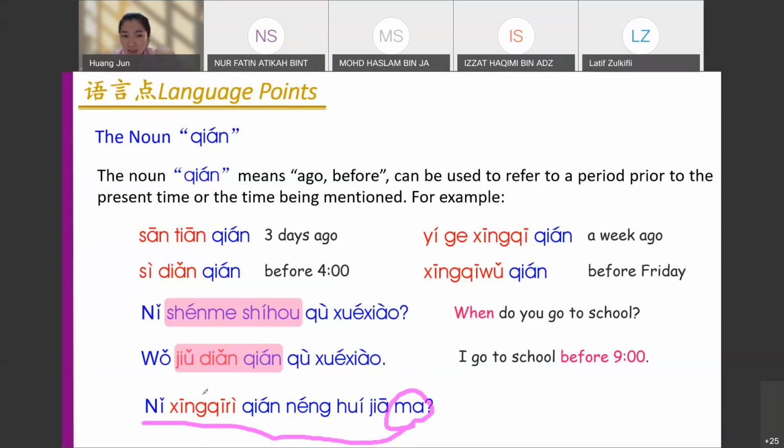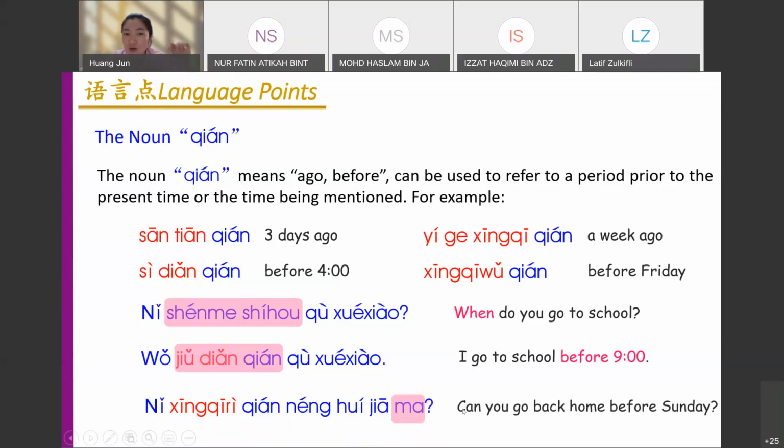So meaning, in 你星期日前, the time is here. 星期日 Sunday, 前 before. So before Sunday, you 能, what's the meaning for 能? Can you tell me? 能 we will learn in lesson 2. 能 and 会 have the same meaning. Both of them mean can, right? So before Sunday, can you 回家? 家 means home. 回, a new word in lesson 4, means go back. So can you go back home before Sunday? This is the question.